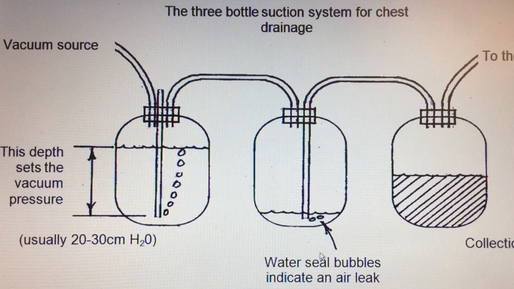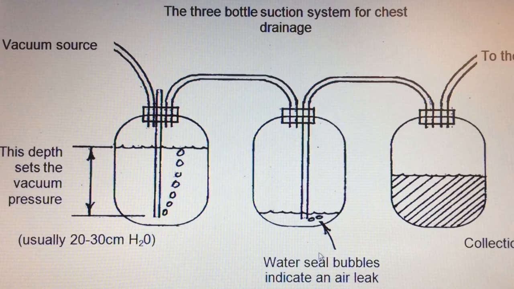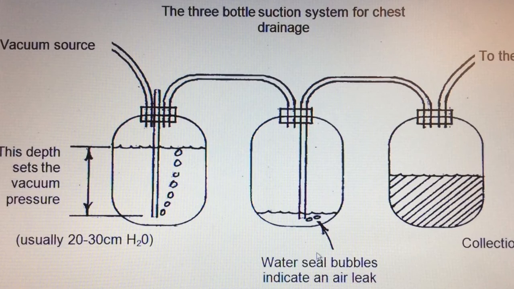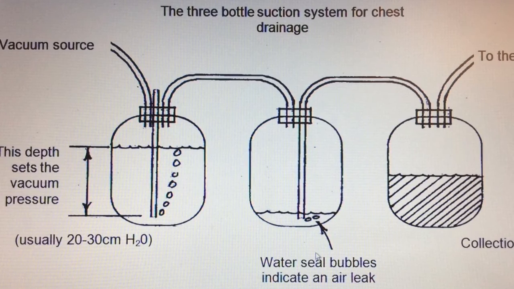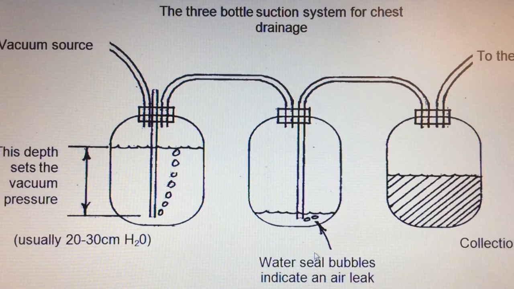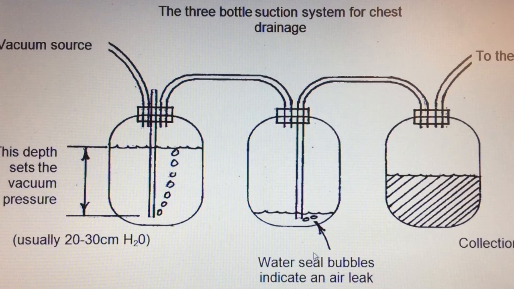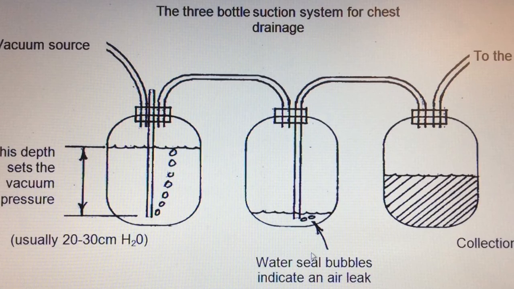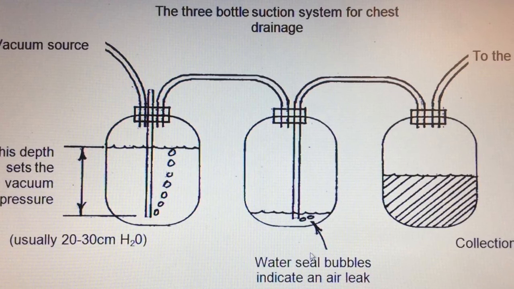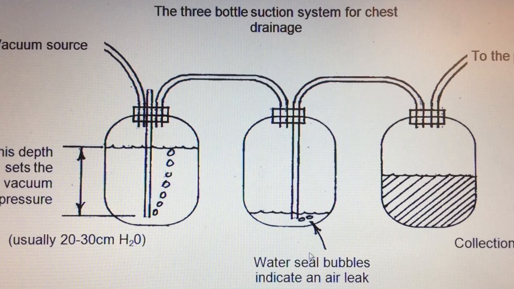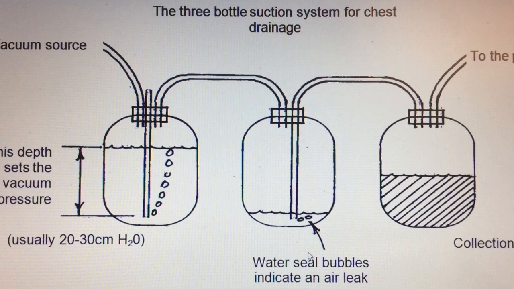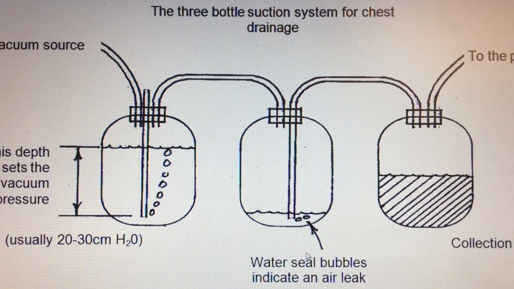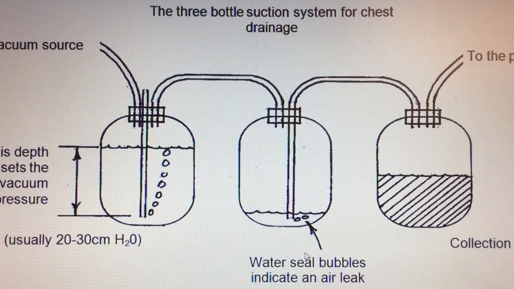Let's review the three bottle suction system for chest tube drainage. This is an old theory, but still applies today with our new system. If the patient was to the right, the fluid would come into that first bottle, and all the drainage would sit at the bottom. The air would then escape into the second bottle, going down the tube into the water where it would cause bubbles from the air. The air would then come out of the second tube into the third tube. This third collecting system has a depth of the vacuum pressure where we set it for 20 centimeters of water, creating the suction. The air then escapes out of there into the vacuum source.